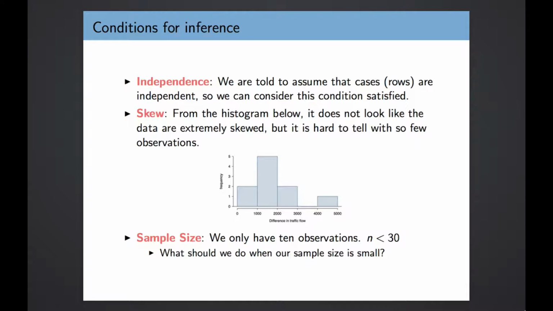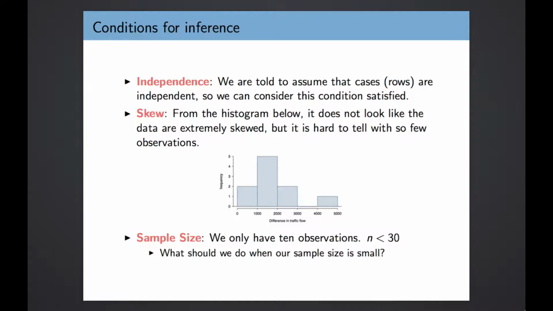So it doesn't look as though there is extreme skew in the histogram, but this is something that we would want to pay attention to because it's possible that there is skew that we are just not seeing. And then the final condition is sample size. We have been talking about the rule that you should have a sample of more than 30 if you want to use a normal approximation to the data. We have a sample size of only 10, which is substantially less than 30.